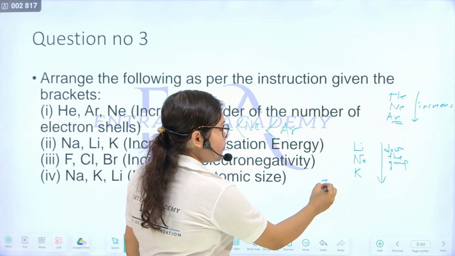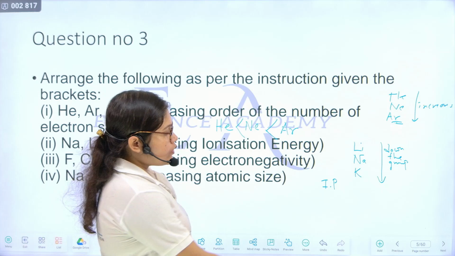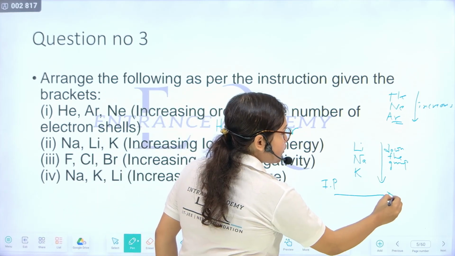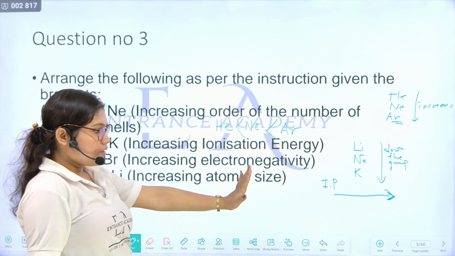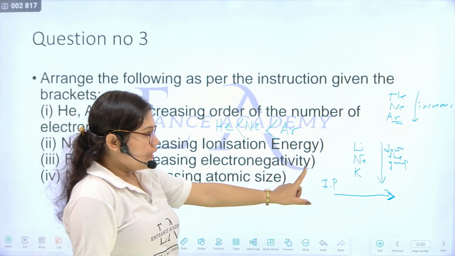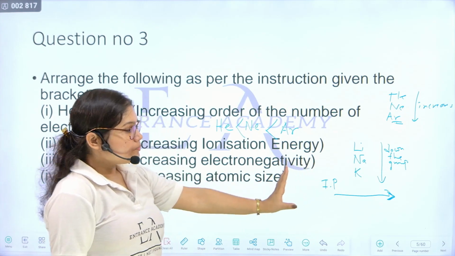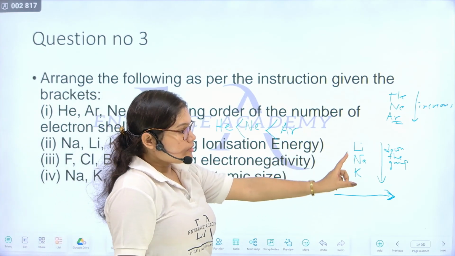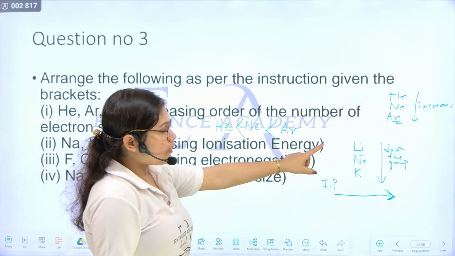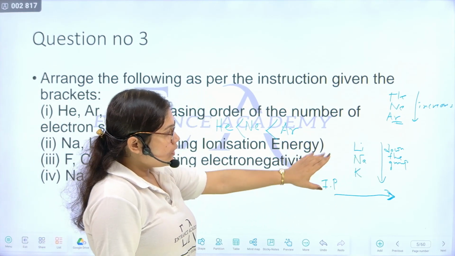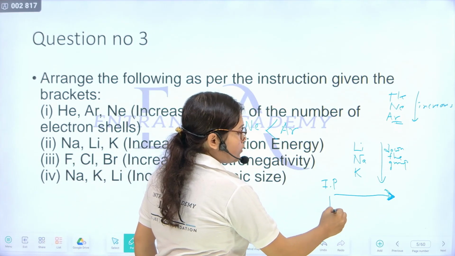Now the trend of ionization potential or ionization energy: from left to right across a period, the left side elements have one electron in the outermost shell, like lithium. Then left to right, ionization potential increases, because the number of electrons in the outermost shell increases. That's why ionization potential increases. Now down the group, ionization potential or ionization energy decreases.